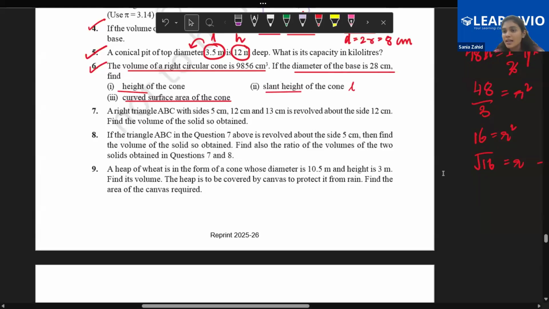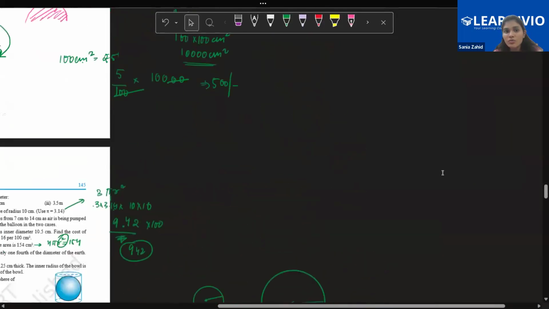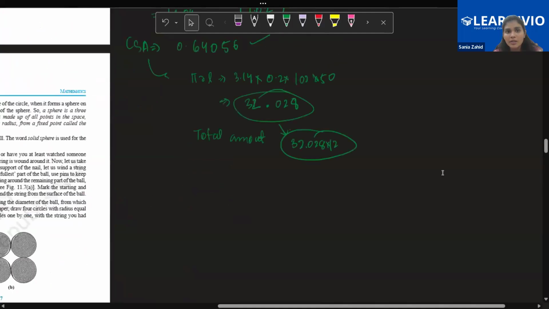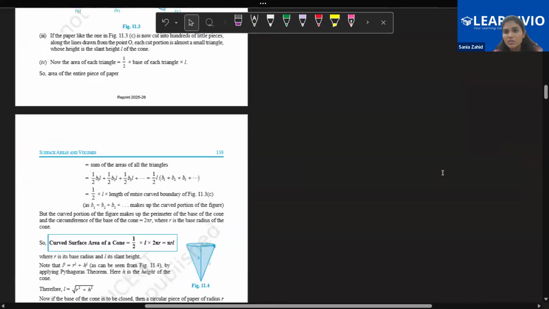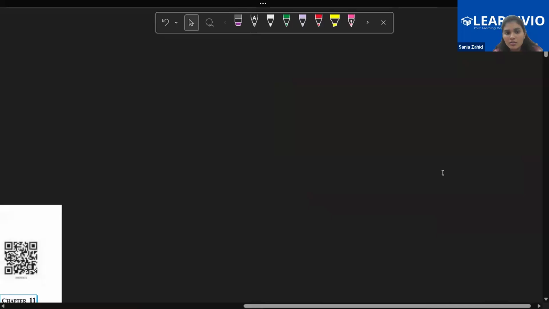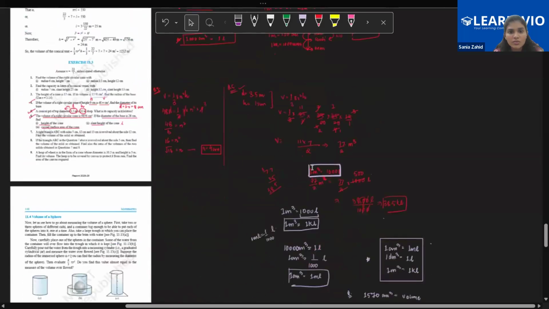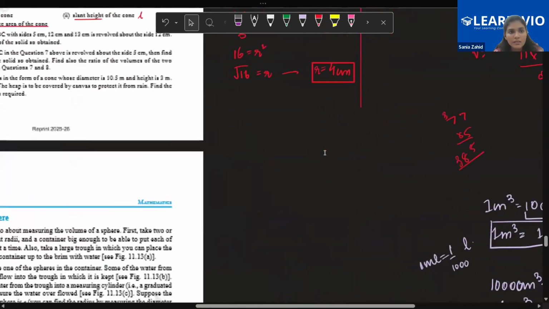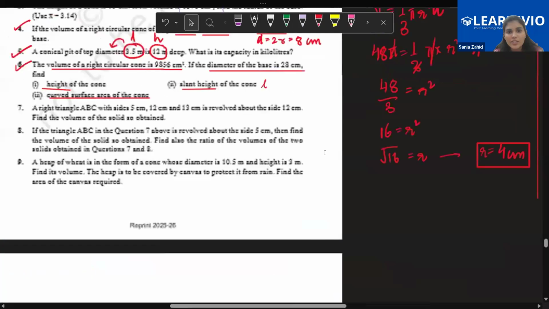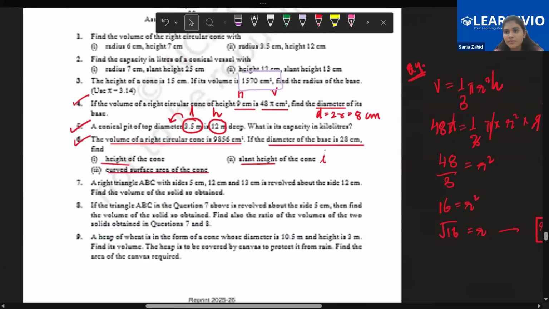Children, in last class, I especially devoted time to formulas. I made you write the formula sheet. Does everyone have that sheet? Yes, ma'am. I don't know where it went now. Okay, so children, just try this question number 6 and tell me the answer.